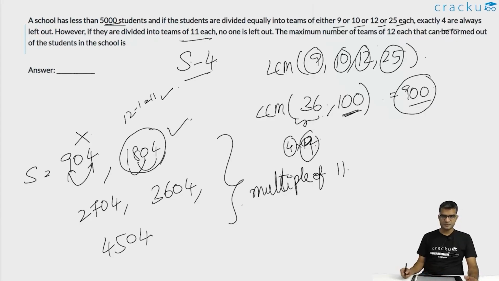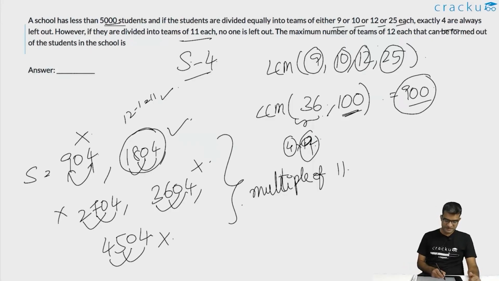If you're looking at the next one, 2 plus 0 is 2, 7 plus 4 is 11, 11 minus 2 is 9, so this is not a multiple of 11. Similarly, this is 3 plus 0, which is 3, and 6 plus 4, which is 10, so the difference is 7, which is not a multiple of 11. In the last case, 4 plus 0 is 4, 5 plus 4 is 9, the difference is 5, so this is not a multiple of 11.